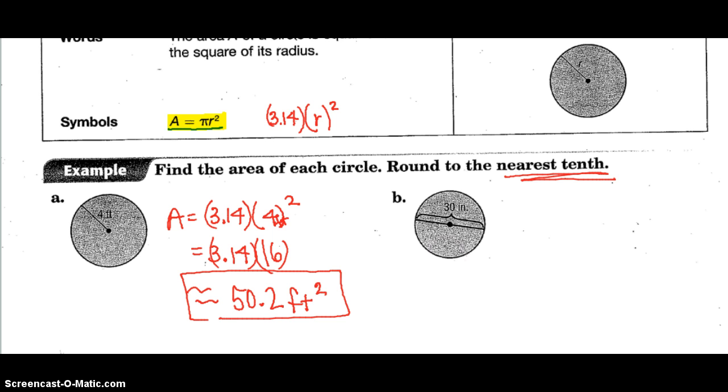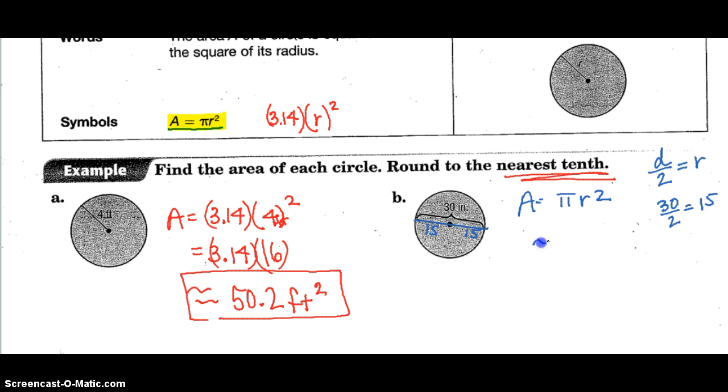Now, for example B, they're trying to trick us. Our formula is pi r squared. I don't have the radius. I have instead the whole diameter. Well, if the diameter is 30, you'll take your diameter and divide it by 2 to find the radius. So what is 30 divided by 2? It's going to be 15. So we know each radius here is 15.